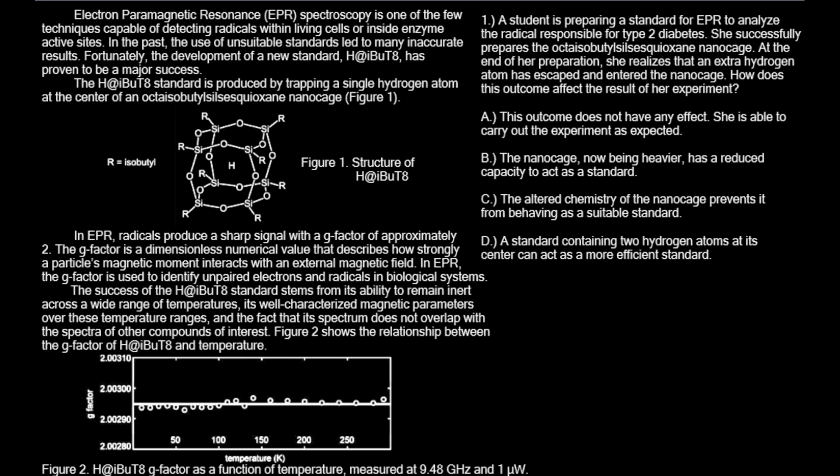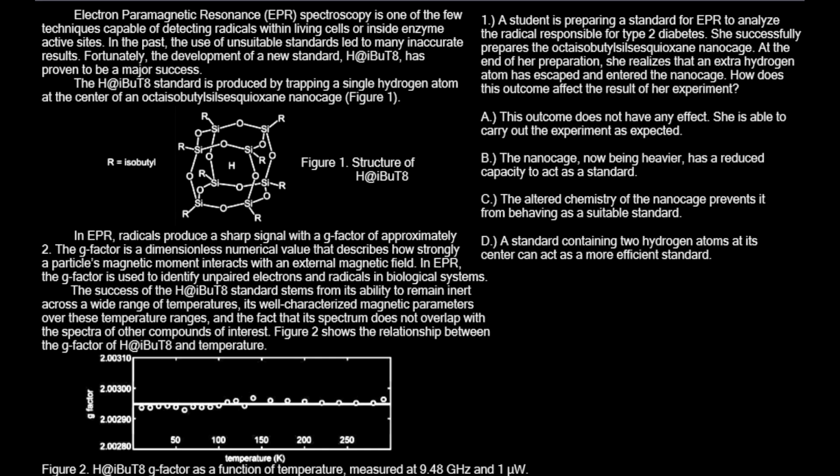Here's figure 1. The structure of H@iBuT8. In EPR, radicals produce a sharp signal with a g factor of approximately 2. The g factor is a dimensionless numerical value that describes how strongly a particle's magnetic moment interacts with an external magnetic field. In EPR, the g factor is used to identify unpaired electrons and radicals in biological systems.